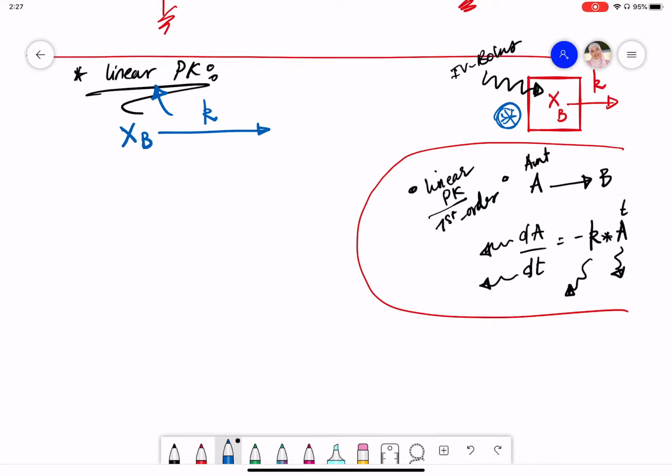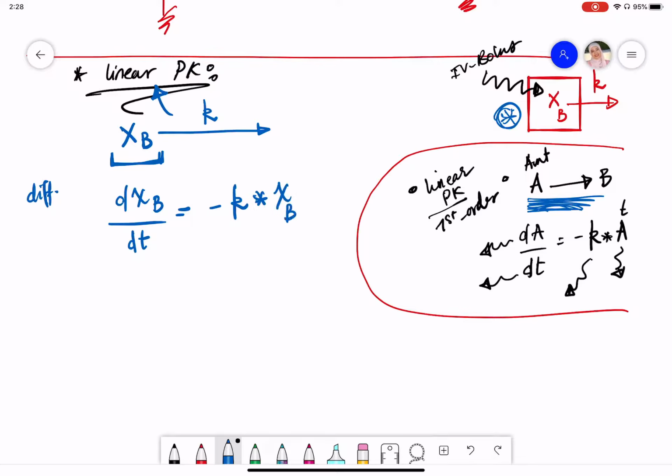Okay, so let's write the differential equation for this model. And again, if you just look at this, you'll be able to write it directly. I'm just changing the amount that we have to the symbol that we usually use in kinetics. So it will be the rate of change in the amount of Xp over dt, that is equal to minus k multiplied by Xp.